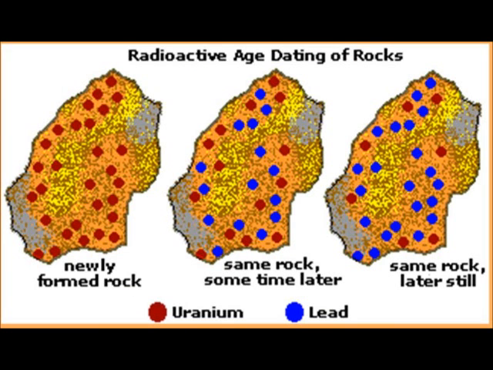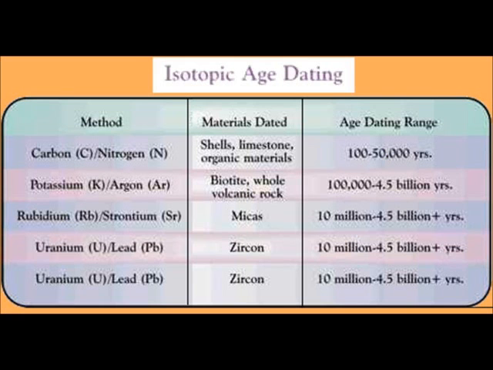You can see in this, in a newly formed rock, we might have a lot of uranium, and then as time goes on, there's going to be less and less uranium and more lead.